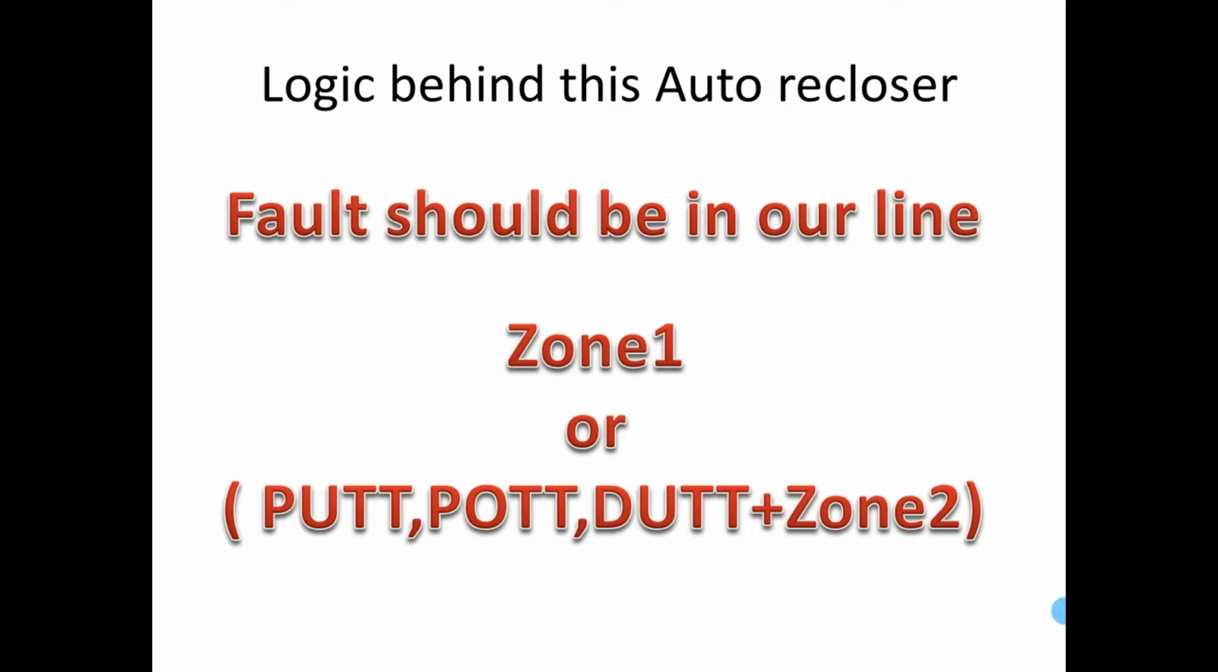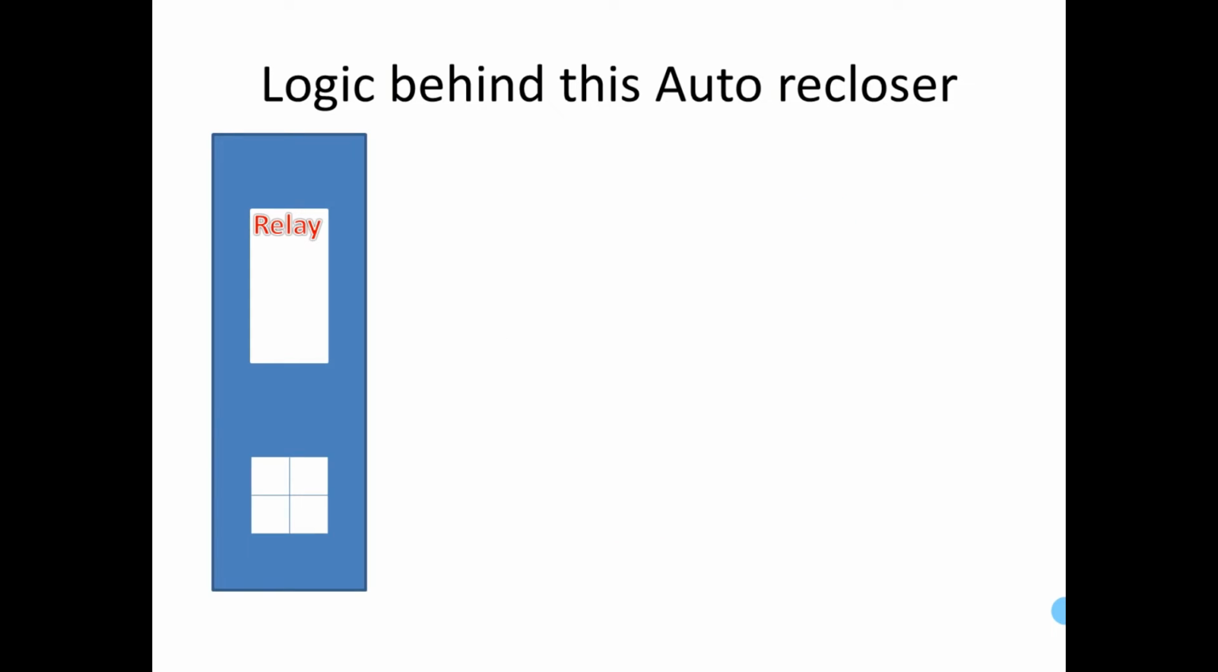Now we will see the logic behind this AutoRecloser. For this, the fault should be in our line, that is our zone 1, or it should be a communication trip, that is PUTT, POTT, DUTT, along with zone 2.